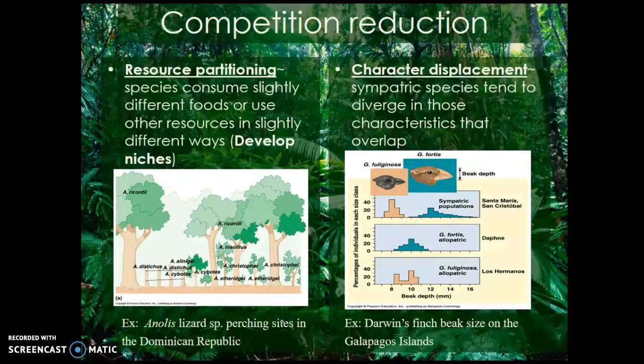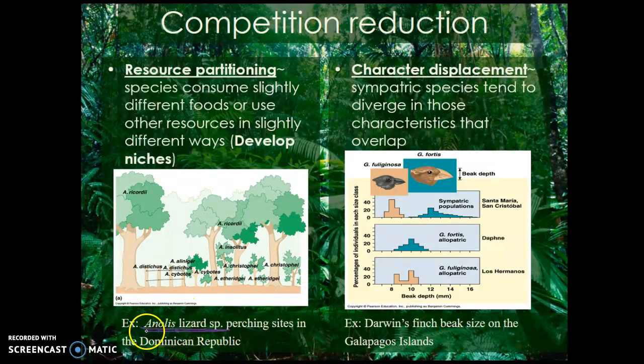Only one species can fill one niche, or the role of that species in that ecosystem. So you can't have hundreds of different populations going after the same food source. That's just not going to work. What we tend to see is different populations occupying slightly different niches. For example, we might have these lizards down here.